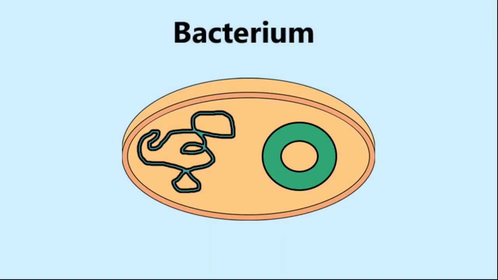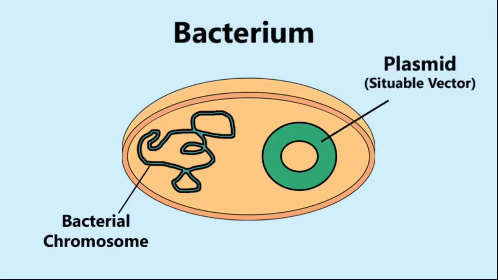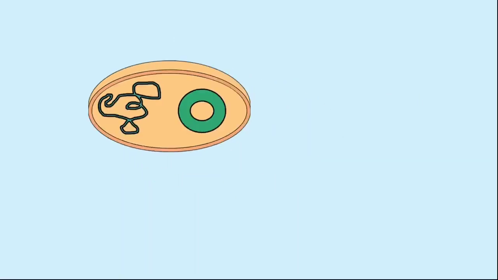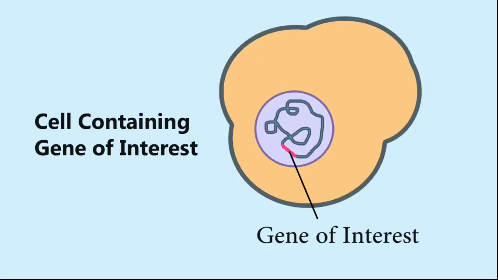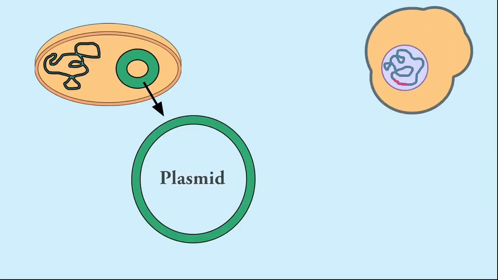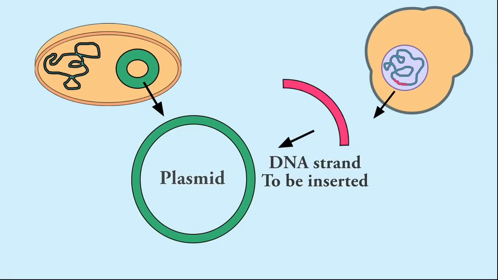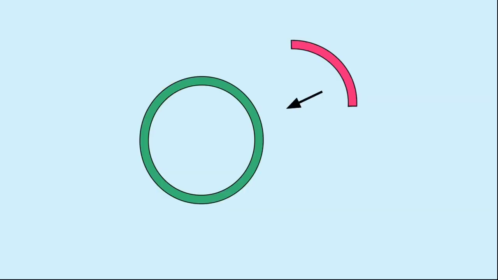A bacterial cell has a single circular molecule of DNA called the bacterial chromosome. It also has a small extrachromosomal DNA molecule which replicates independently, known as a plasmid. These plasmids are a suitable vector or carrier that can carry our gene of interest inside the host cell. The DNA or gene of interest is isolated from the host cell and inserted into the plasmid, which is possible with the help of restriction enzyme, also known as molecular scissors, producing sticky ends.